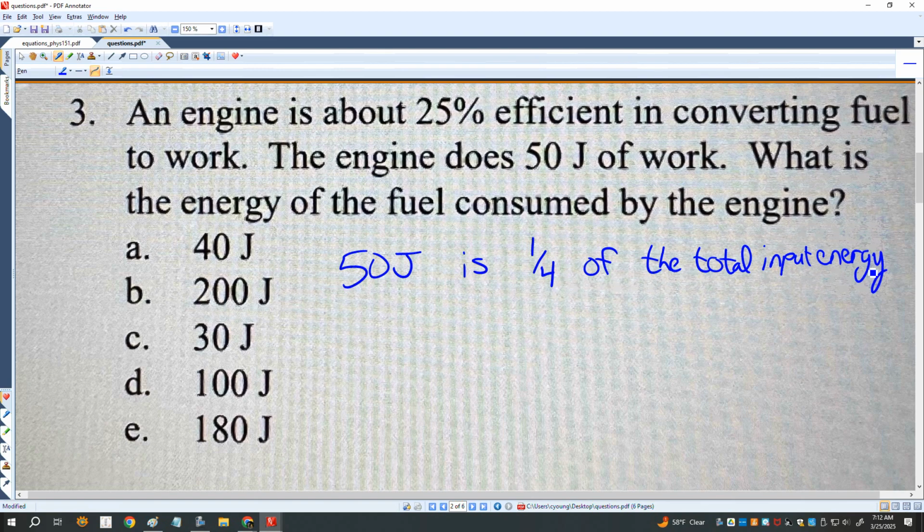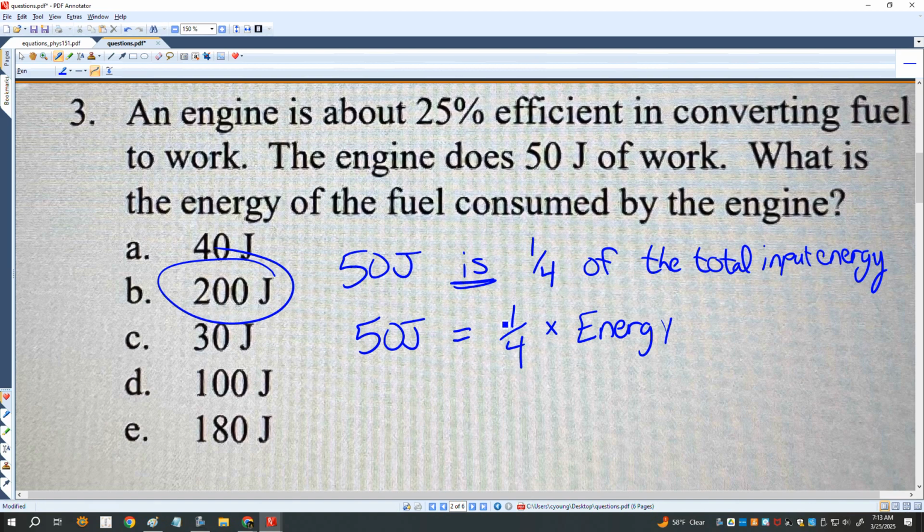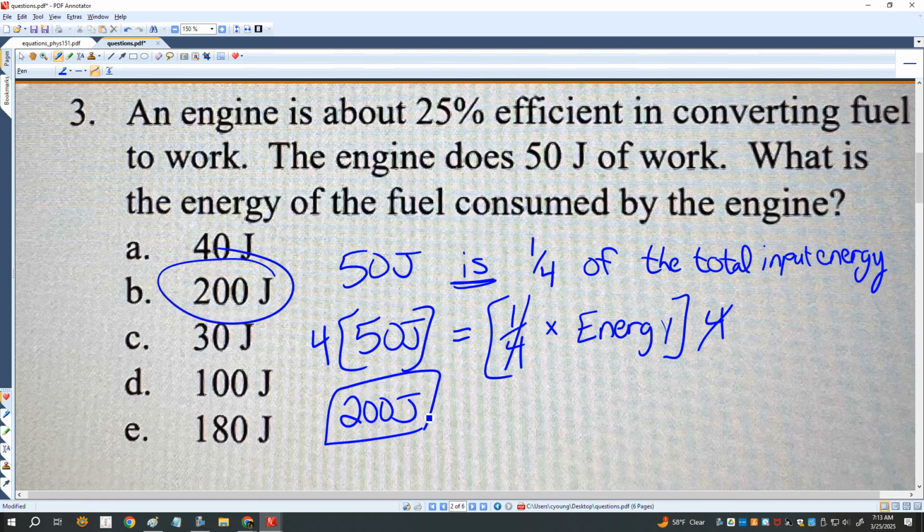Okay, so we can write this as an equation. You probably did this in grade school where you can set certain words like "is": 50 joules is, that means that it's equal to 1/4. And if I'm talking about a quarter of a total amount, that's going to be 1/4 times the total energy. And 50 is 1/4 of 200. Or if you want to solve this, I would multiply both sides by 4. That gets rid of that fraction right there. And 4 times 50 is 200. 200 joules then is the right answer.